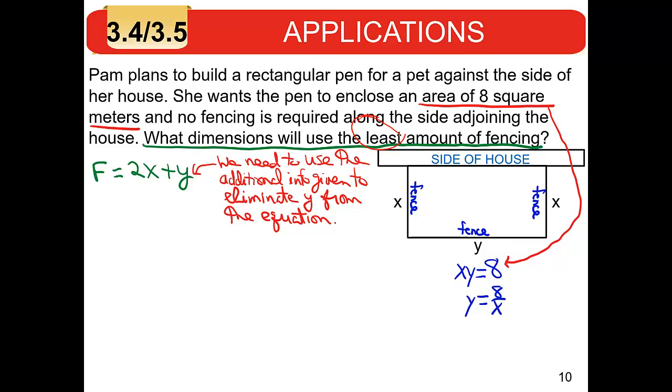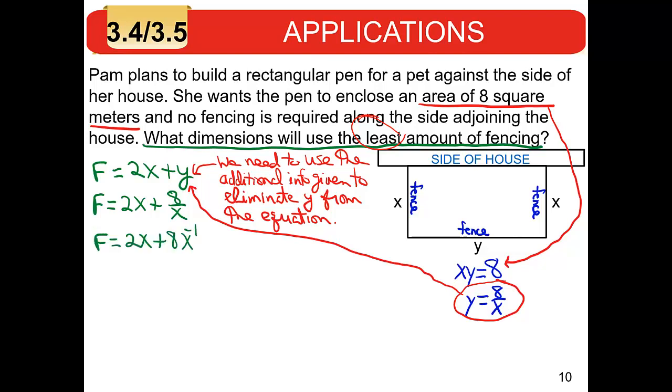Why did I do that? So I could plug into the original equation and get rid of Y. So I take the 8 over X and plug in for Y, and I get F is equal to 2X plus 8 over X. I know I'm going to be taking derivatives, so I want to write that 8 over X as 8X to the minus 1. Now it's in the perfect form to be differentiated, so F prime is 2 minus 8X to the minus 2, which of course is 2 minus 8 over X squared.